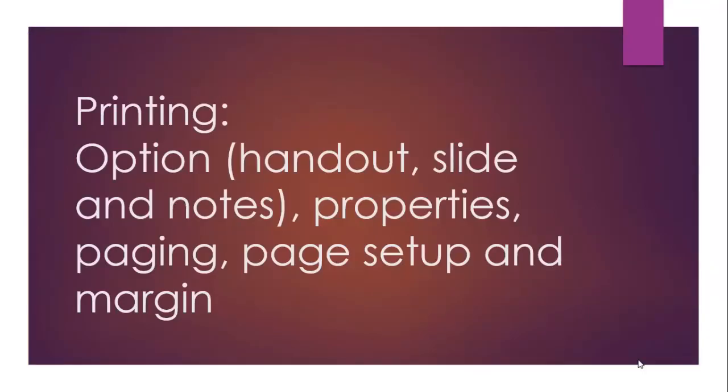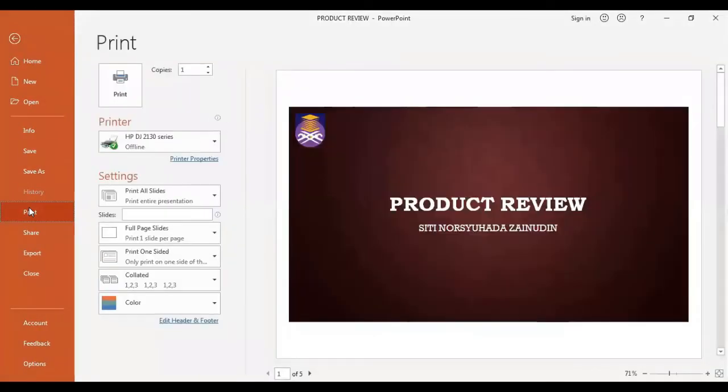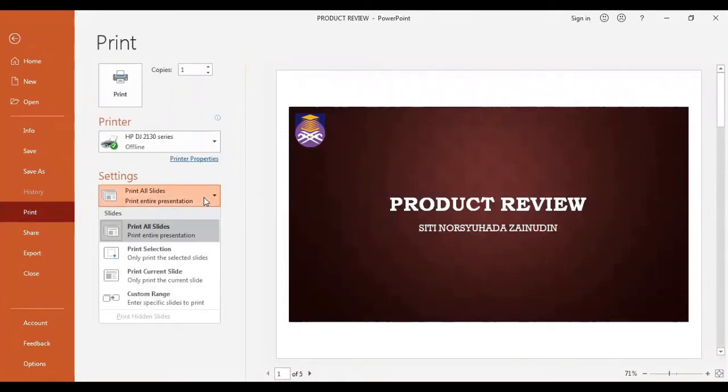Lastly, I will show you how you can adjust your printing option. You can print it out as a handout or slide notes, and I'll show you the properties, paging, page data, imaging. Basically, printing is almost the same as Microsoft Word and Microsoft Excel. So for printing, you go to file and then print. You can adjust the settings here. Click print all slides, whether you want to print all slides or just a selection, the current slide, or a custom range.